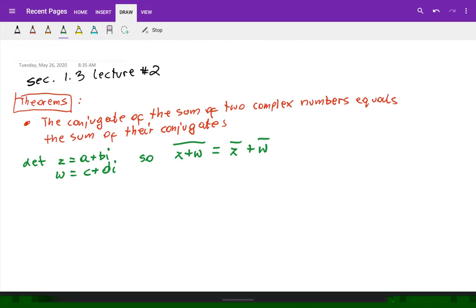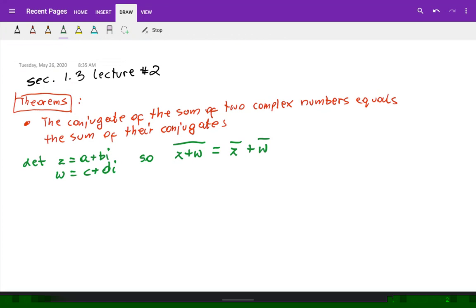Okay, guys, so this is section 1.3, lecture number 2. So I'm going back to the complex number system. And again, we continue with some of the theorems, which are very useful to know. The next theorem is that the conjugate of the sum of two complex numbers equals the sum of their conjugates. So what does that mean?